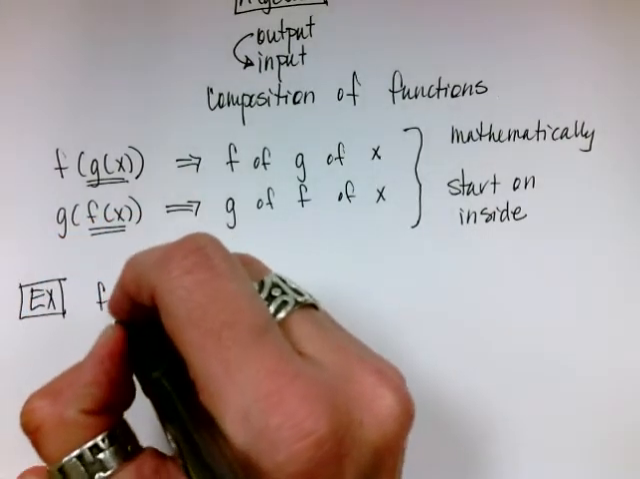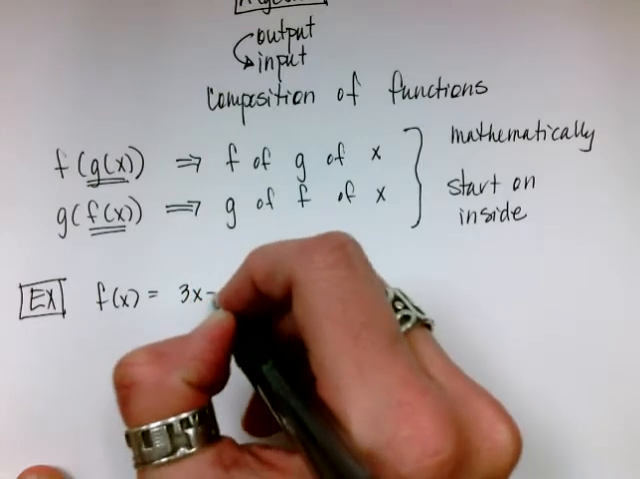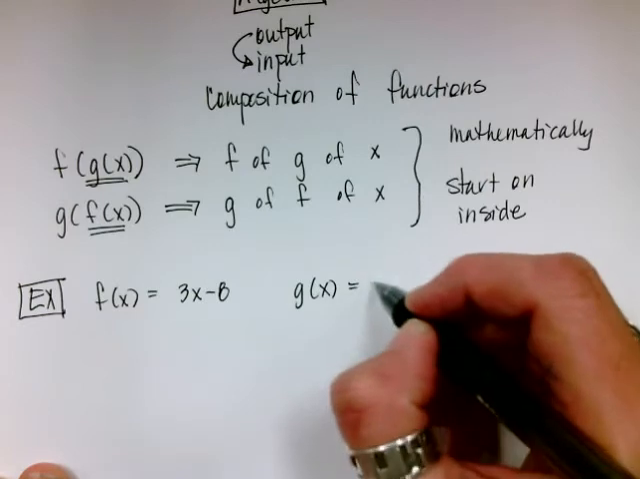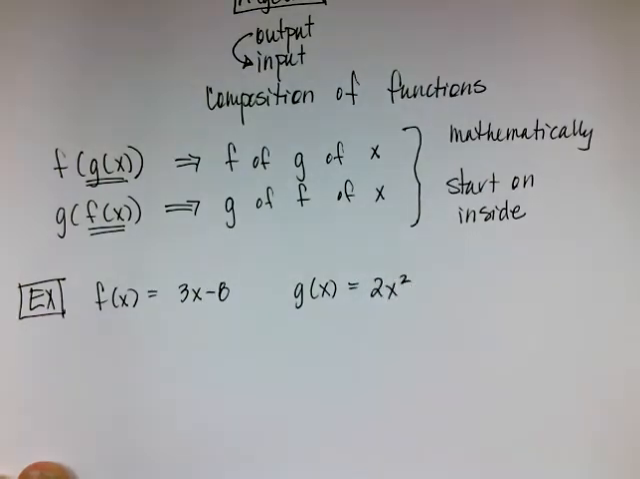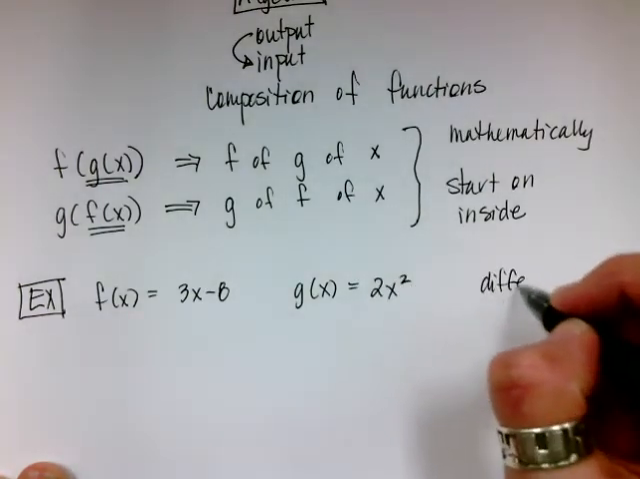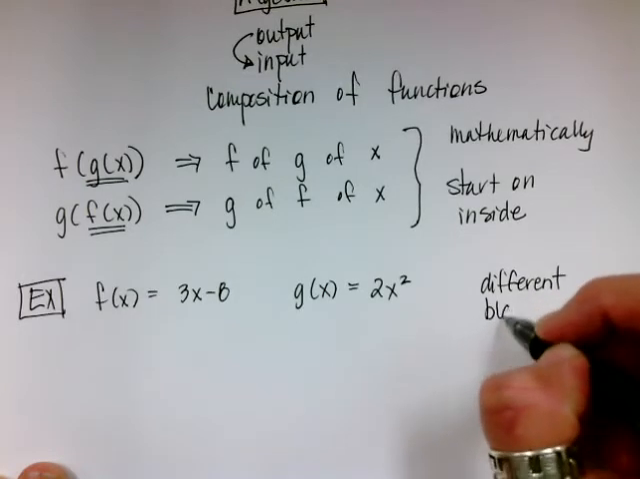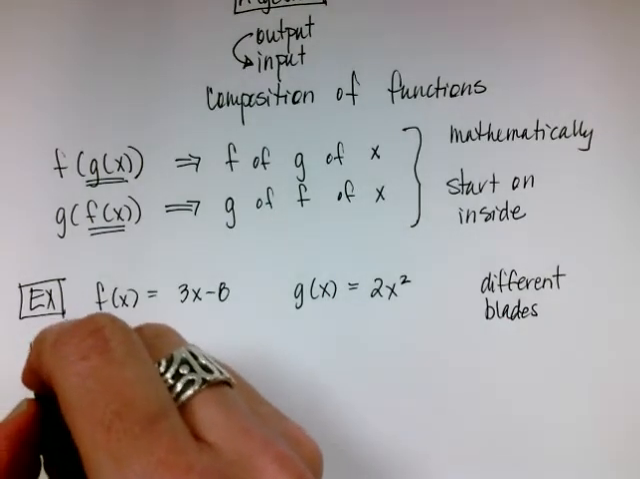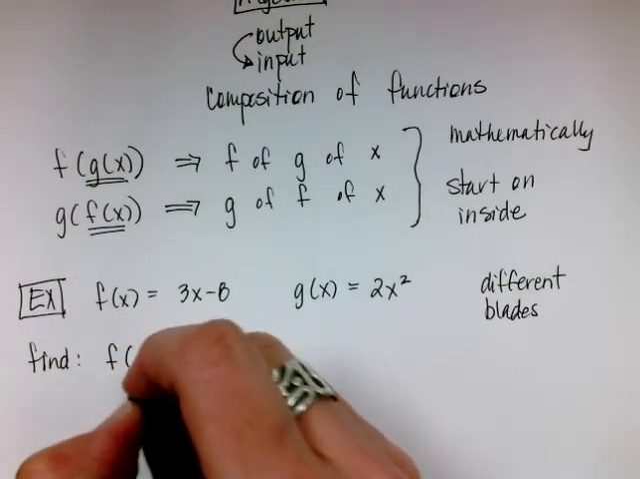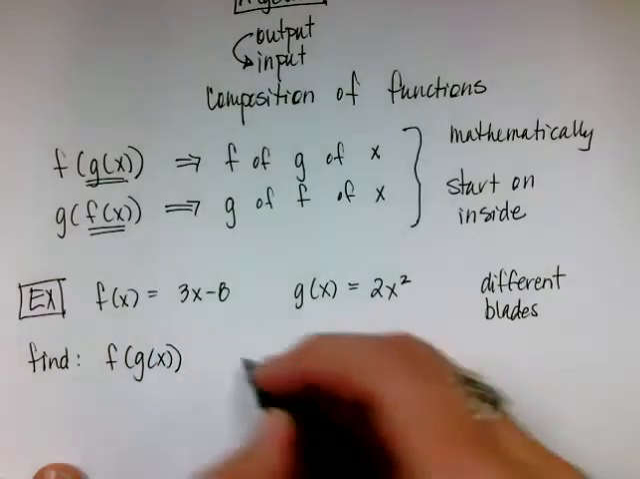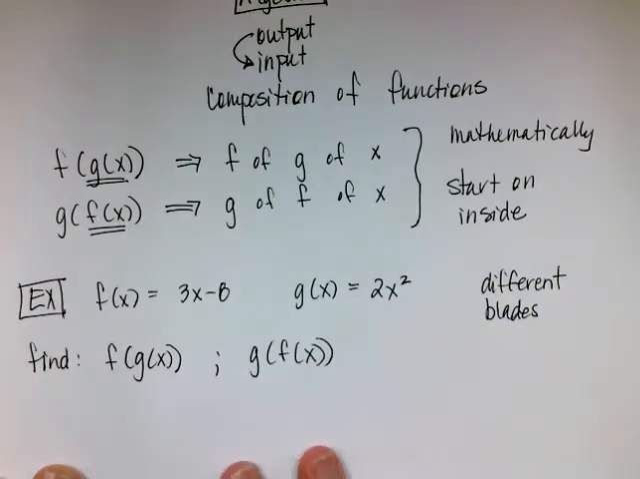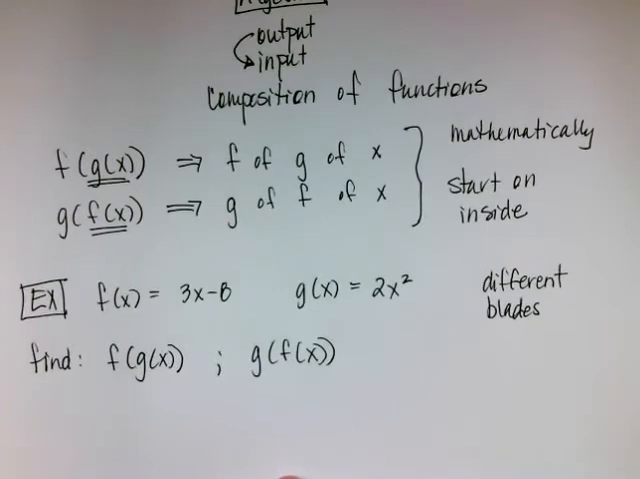In this particular example, my f of x is going to be equal to 3x minus 8. And my g of x is going to equal 2x squared. So those are my different pasta blades. Okay, if you want to think about it like that. And I'm going to do two different compositions. I want to find f of g of x, and then I want to find g of f of x. Now those two things are not often the same thing. Occasionally they are, but oftentimes they are not.